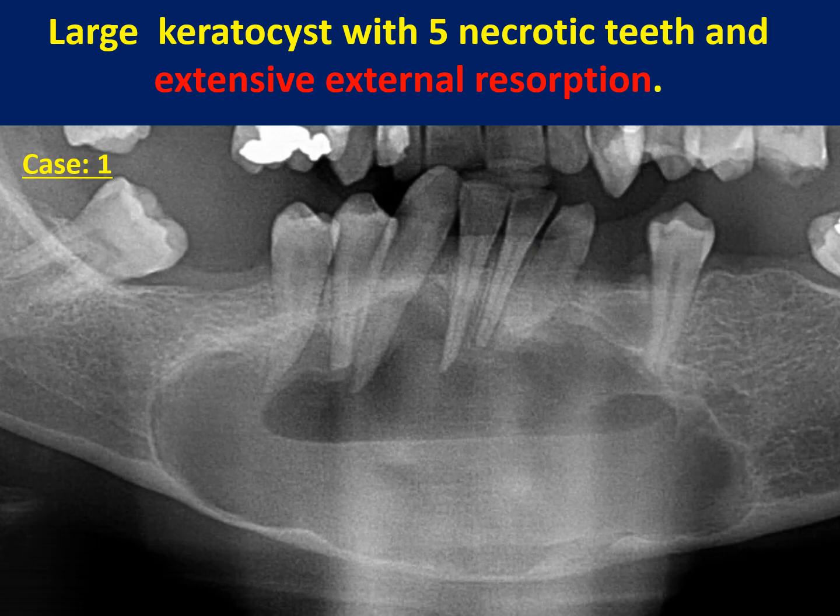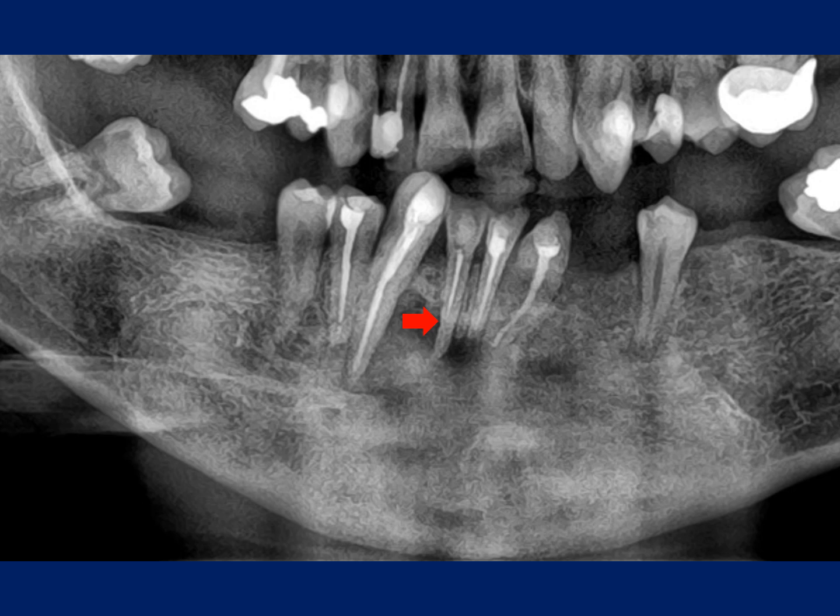Cases. This is a large lesion, a keratocyst with 5 necrotic teeth and extensive external resorption. Now, in order to ensure proper healing, these teeth had to be endodontically treated, and as this has been done, you can see the healing is very nice.